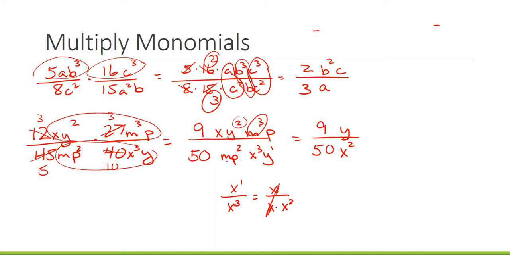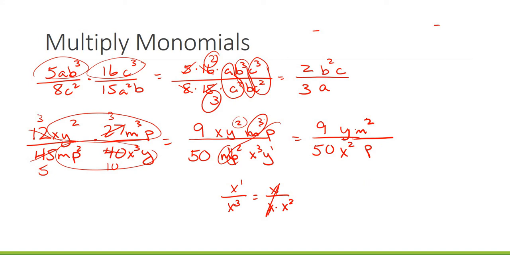M's, m cubed over m, 3 minus 1 is 2. And my p's, p over p squared, p on the bottom. So that's my final simplification.